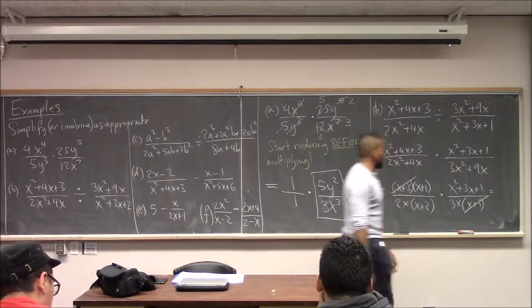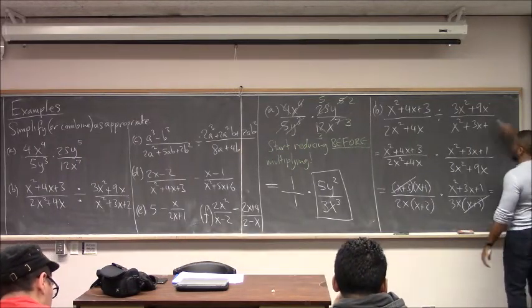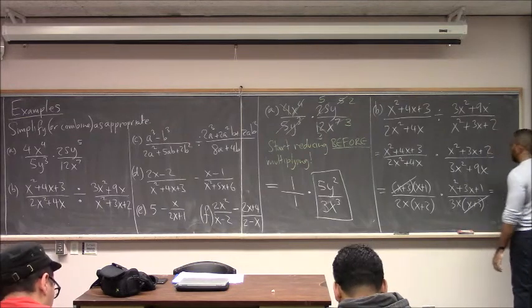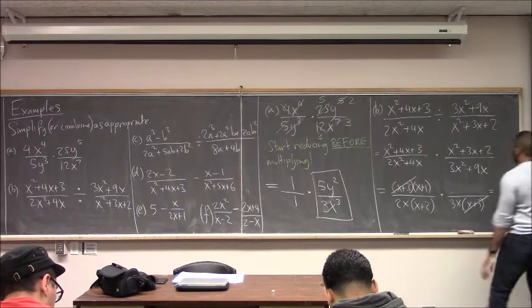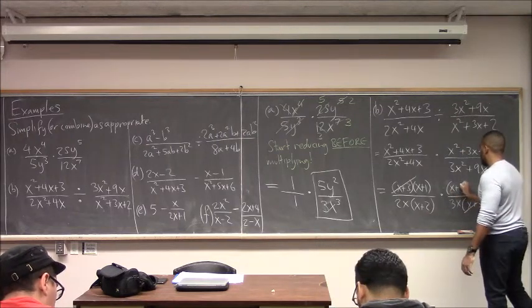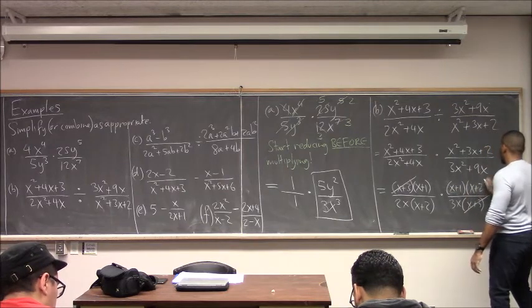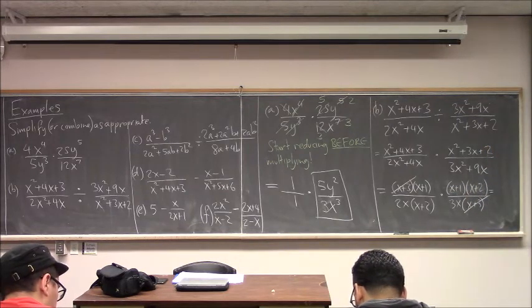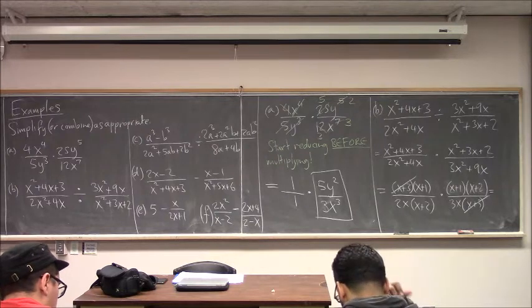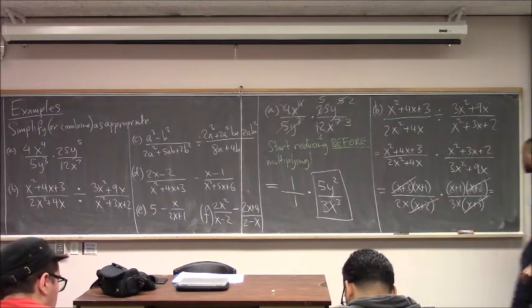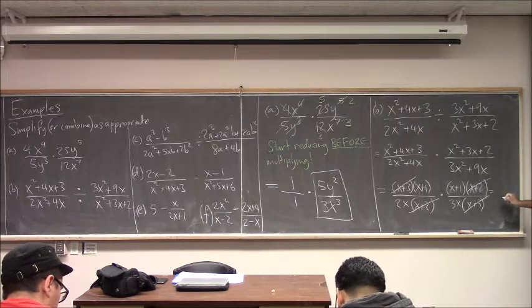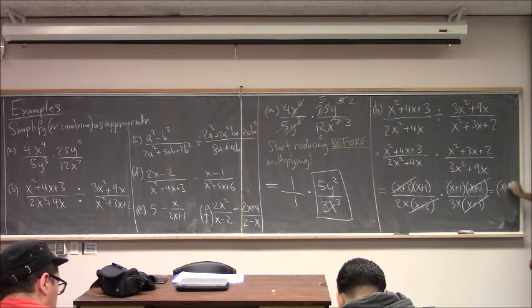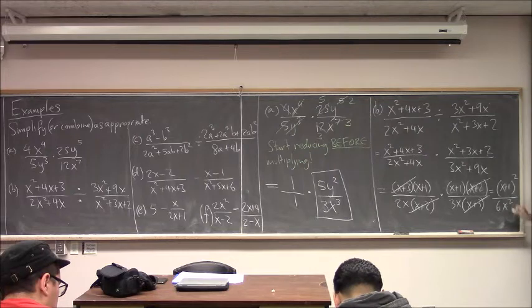There's something satisfying about canceling things. But you gotta kill them, kill everybody. So at that point, now that would factor into x plus 1, x plus 2, right? So that allows us to cancel a few more things. And so that just leaves us with x plus 1 squared on the top, and 6x squared on the bottom.